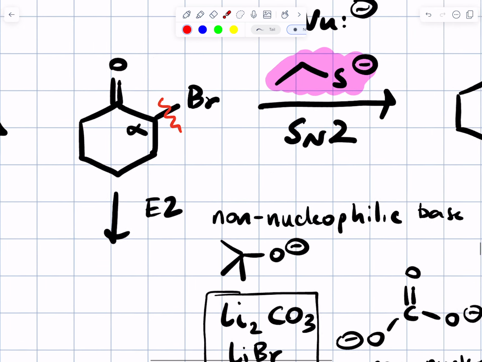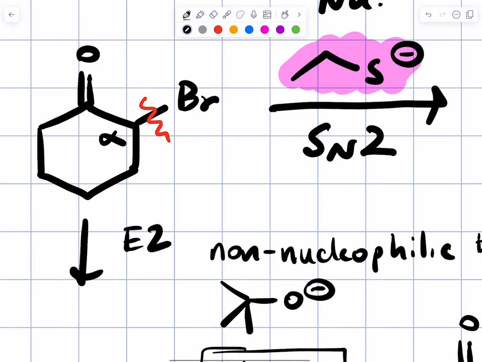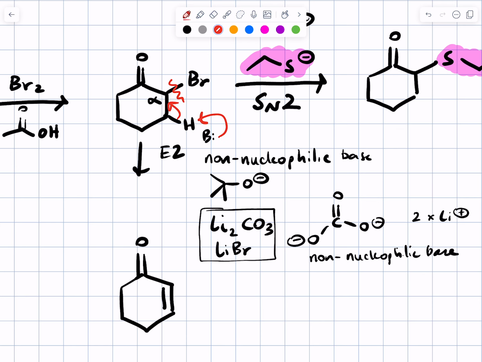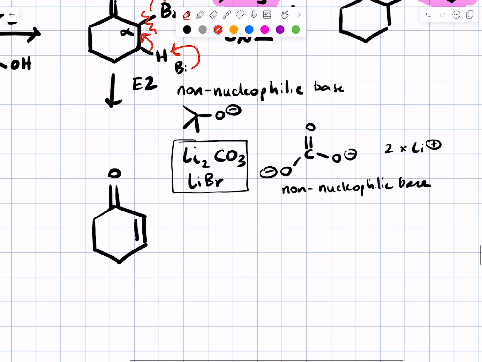In any case, if you were going to do an E2 elimination reaction, you're looking for protons that are beta to the leaving group, and the only ones you have are here, right? So the product of the E2 elimination reaction, and this is a review of 351, would be this molecule, right? Where a base removed the beta proton and kicked off the leaving group.